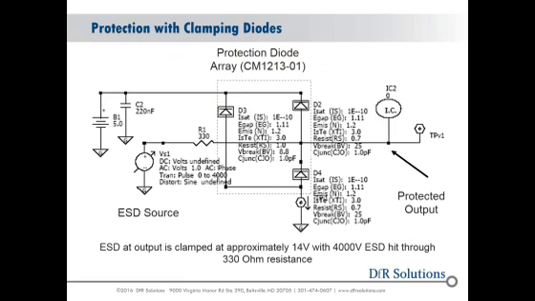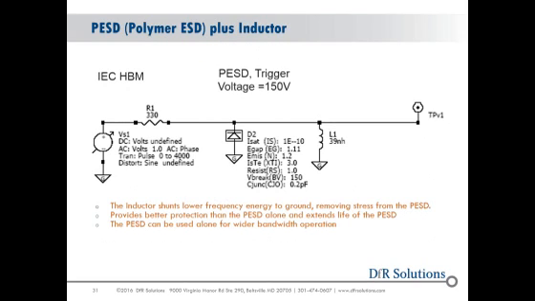Clamping diodes. This example shows the clamping diodes on a protected output of a device, and that the ESD at the output is clamped at approximately 14 volts with a 4,000 volt ESD hit through a 330 ohm resistance. So again, good clamping protection. Or you can have a polymer ESD plus an inductor circuit. The inductor shunts lower frequency energy to ground, removing stress from the PESD device.